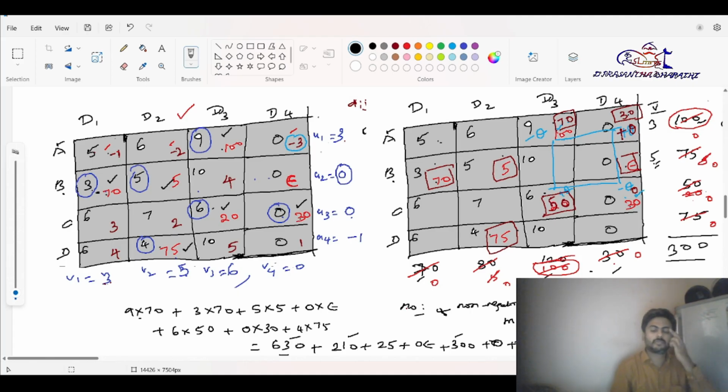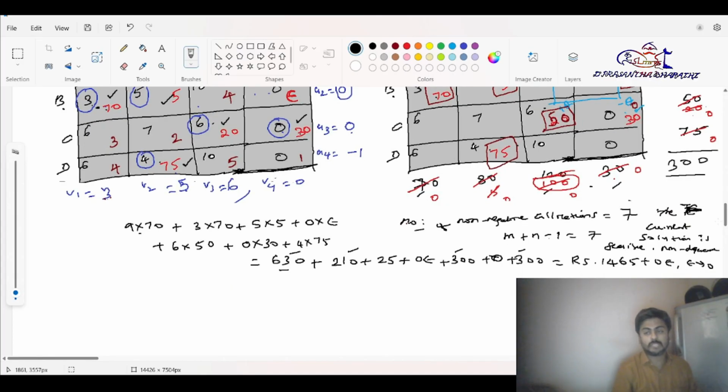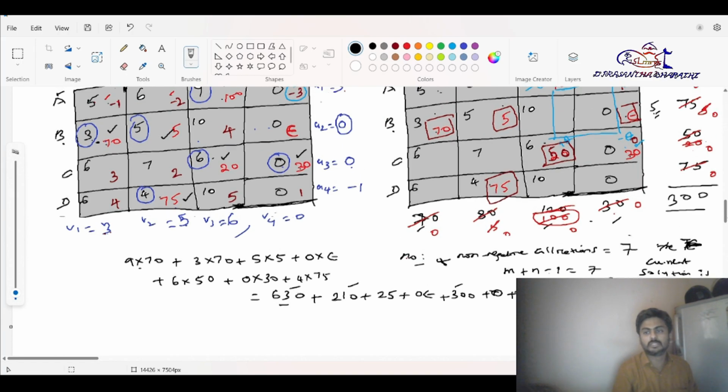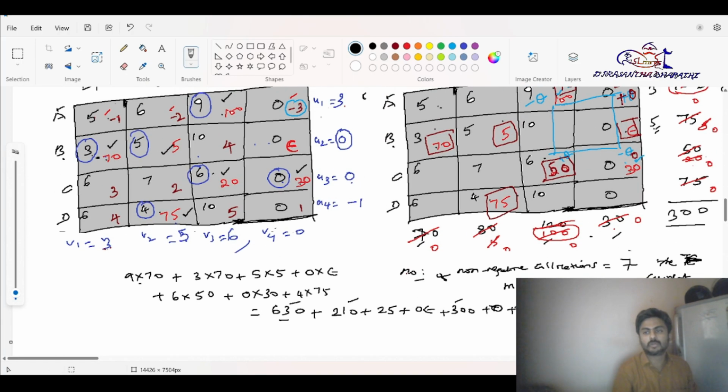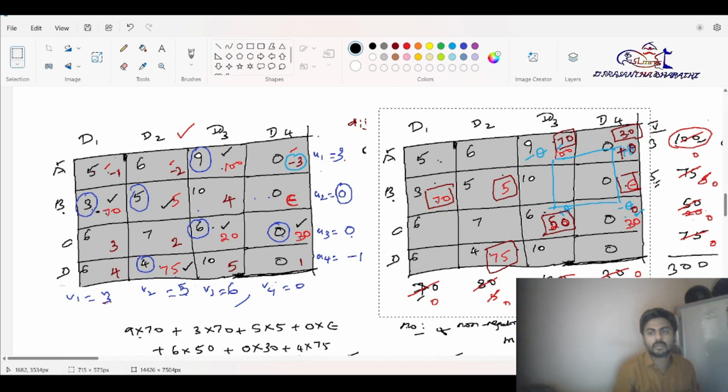Okay, now this is the transportation cost we obtained. So this is non-degenerate. We have to check whether this non-degenerate basic feasible solution is optimal or not. For that you have to choose this table. The remaining values are not necessary, so you choose only the table.